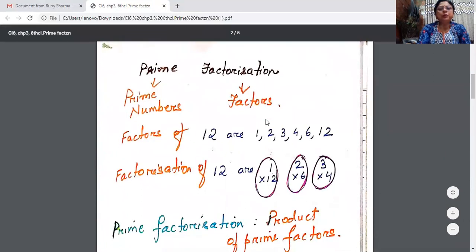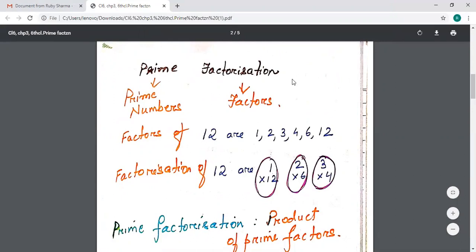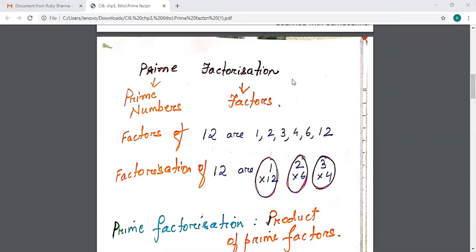Now we come to prime factorization. Here you have to see that when I say prime, we refer to prime numbers, and factorization is factors. So something related to factors, isn't it? Now when I say factors of 12, we have already done how to find all the factors of 12, and you'll get 1, 2, 3, 4, 6, 12. These are the factors of 12.